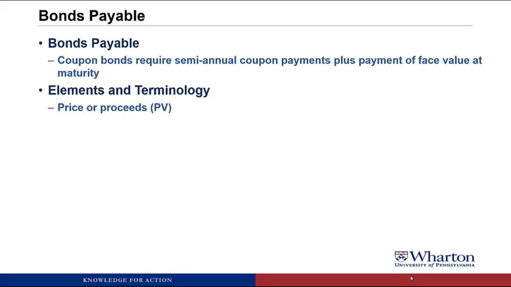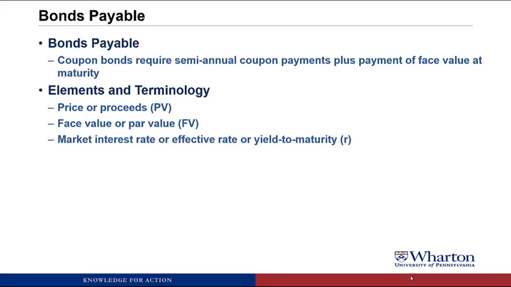So the price or proceeds of the bond is what the company receives when they issue the bond to the public. That's going to be the same as the present value in a time value of money calculation. The face value or par value is the amount that the bond is going to pay at maturity. That's also going to be represented as the future value, and you can easily remember it because face value, future value, both FV. The market interest rate or effective interest rate or yield to maturity, those are all synonyms. That's the rate R that we're going to use to calculate present values.